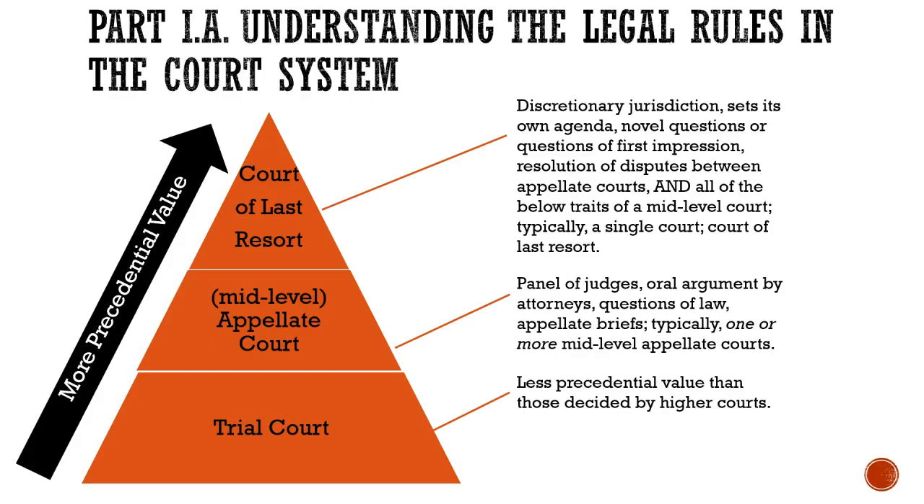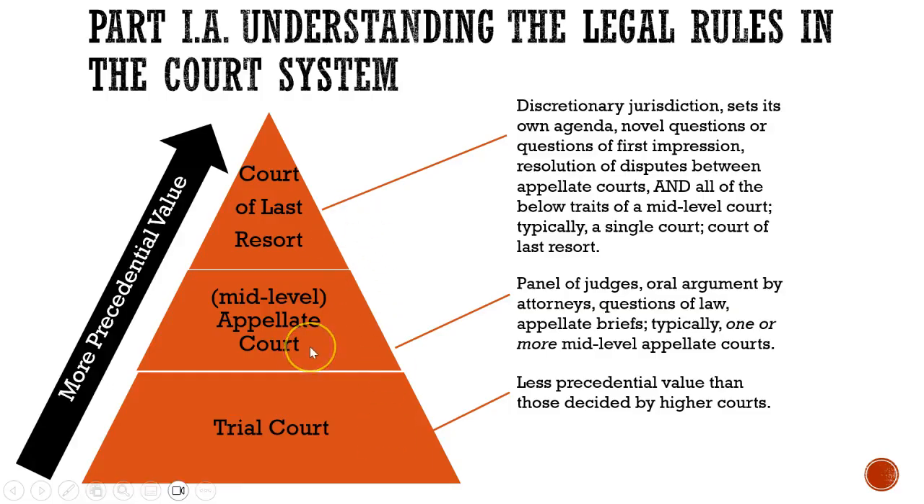First, we need to look at how the legal rules fit into the court system. In the United States of America, we tend to have in every state and in the federal system three levels of courts. We start with the trial court. That is where the cases begin. And there's a mid-level appellate court, sometimes called intermediate appellate court, and a court of last resort. The trial court decisions have less precedential value than those that are decided by higher courts.